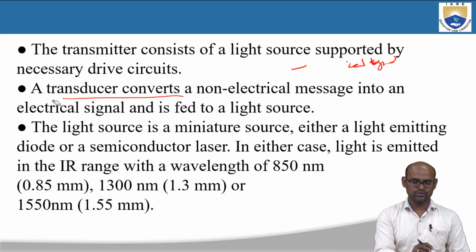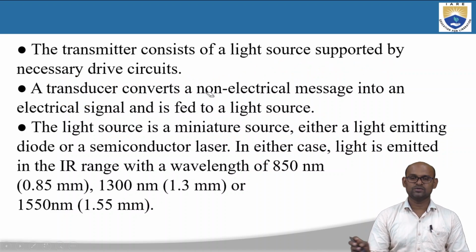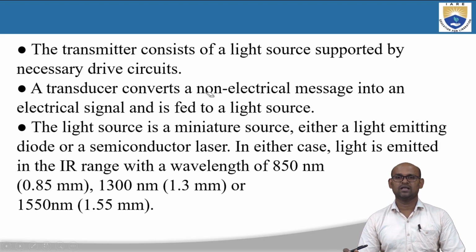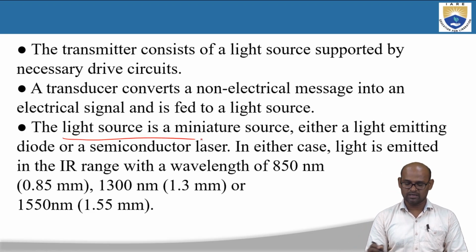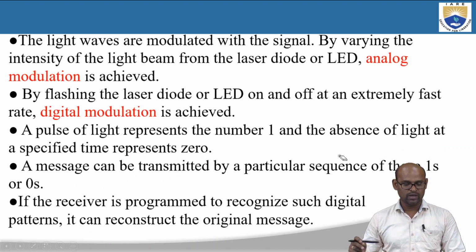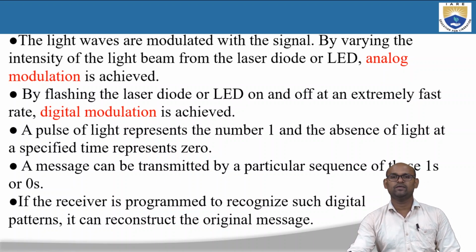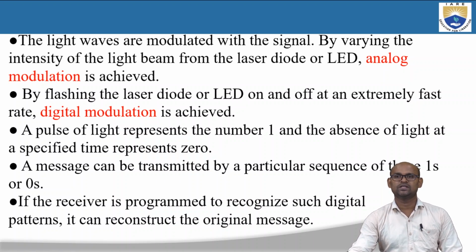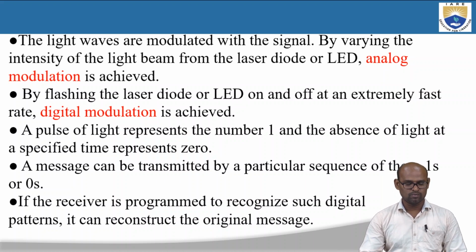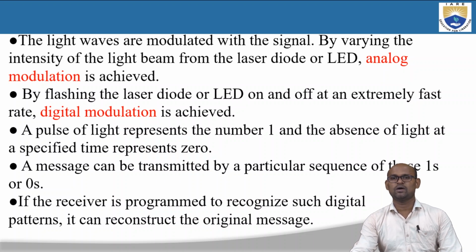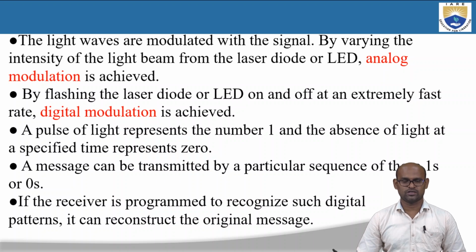So first we are going to use the transducer to convert the audio signal into electrical signal, and that electrical signal will be converted into light signal by a light emitting diode or a semiconductor laser diode. Once we have this light wave, these light waves are modulated with the signal by varying the intensity of the light wave from the laser diode or LED. Analog modulation is achieved. We can also get digital modulation by flashing the laser diode or LED on and off at an extremely fast rate.